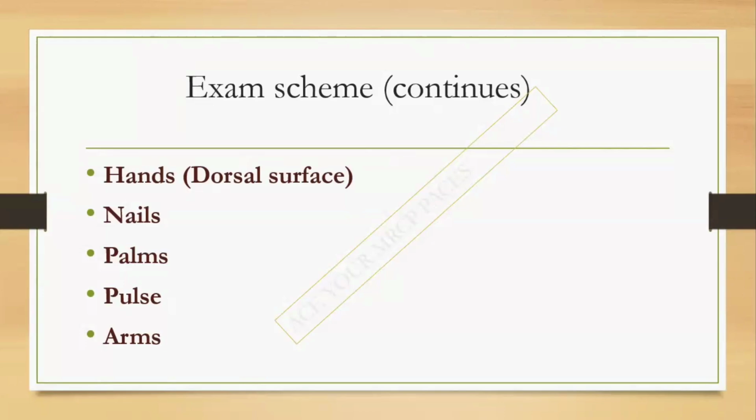And then you will check for flapping tremors. What happens in the exam? Mostly they don't bring such a patient who has type 2 or type 1 respiratory failure, but still you should check for flapping tremors. Then move towards the arms.